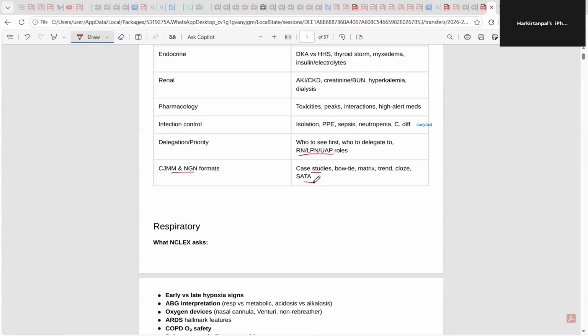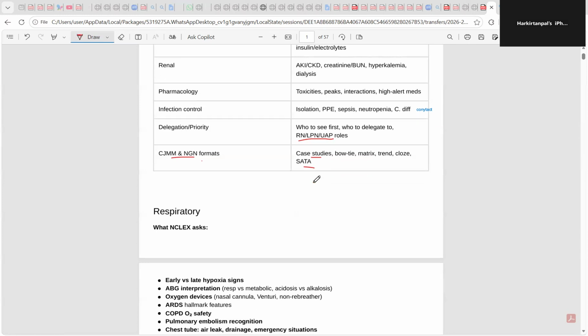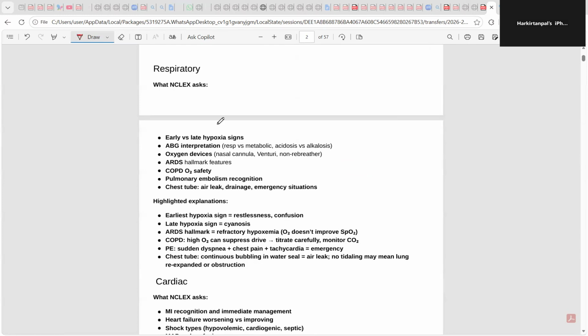And one more thing, we need to meet the acute patient first rather than the chronic patient, and the unstable patient needs care first compared with stable patients. That point you have to keep in your mind. So in respiratory, I have already said we can check the saturation and look for the hypoxia signs, and we can check the ABG, whether it is respiratory or metabolic, acidosis or alkalosis.